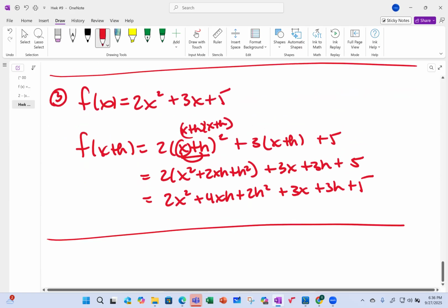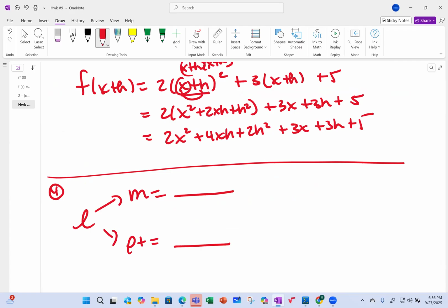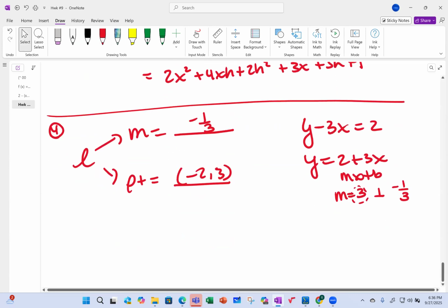And then number 4, we don't want to forget about lines. So for a line, we always need a slope and a point. For any line, we need a slope and a point. The point we have to pass through is -2, 3. But the line given to us is of the form y minus 3x equals 2. So to figure out the slope, I need to solve for y by adding 3x. So now it's of the form mx plus b. The slope of this line is 3, but to be perpendicular, I need its negative reciprocal, which is -1/3, because I want this new line to be perpendicular to that one.